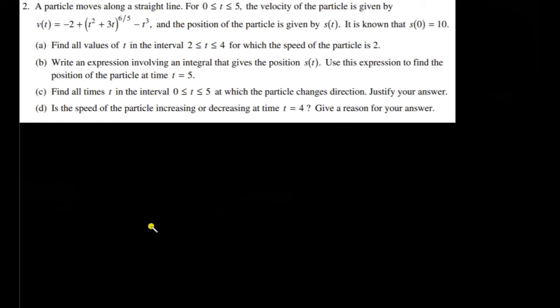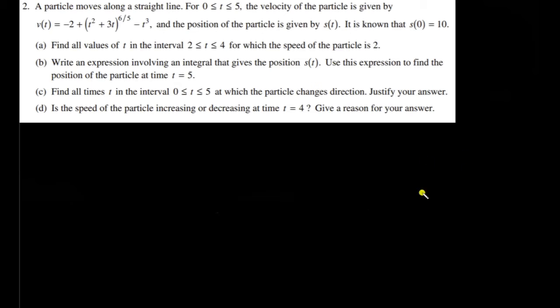Part C, find all times t in the interval from 0 to 5 where the particle changes direction. Justify your answer. Okay, so when the particle changes direction, we're looking at when the velocity switches sign, right? Because when the particle is moving to the right, it has a positive velocity, or at least that's convention.